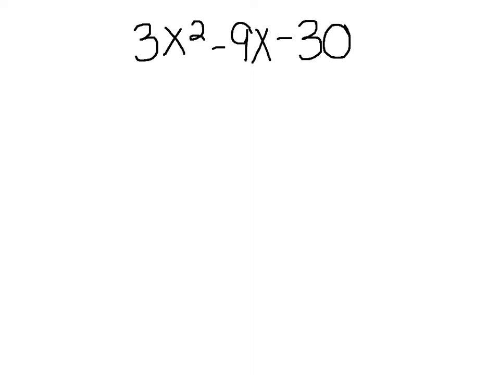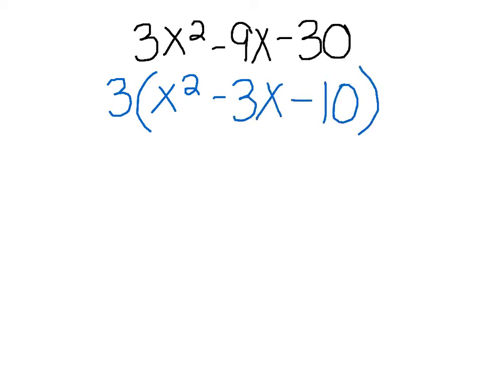All right, looking at this example, I see 3x squared minus 9x minus 30. My first thing is, is there a GCF? In this case, there actually is. I can take out a 3, and I'm left with x squared minus 3x minus 10. Look at how much easier that made my new polynomial. So I'm now going to look and see if I can factor that. But don't lose the 3 on the outside. That needs to stay there in your final answer.